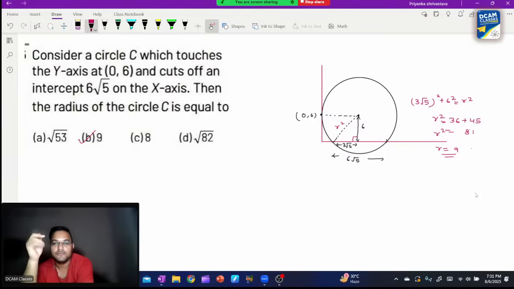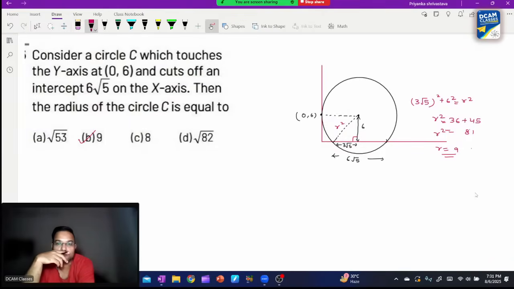If they would have told you that the x intercept is 6√5, then you can take (6√5, 0) as a point, one point where the circle is cutting. But they have said it cuts off an intercept, and cutting off an intercept means this length they are talking about. That's why you were not able to solve. Understanding the question makes your solving easy. What about Haripriya and Shyama?